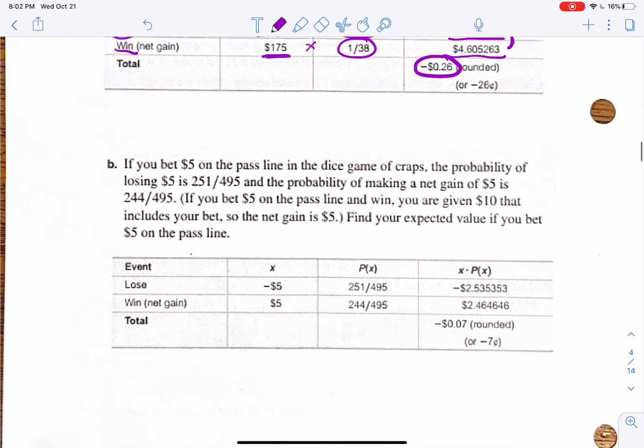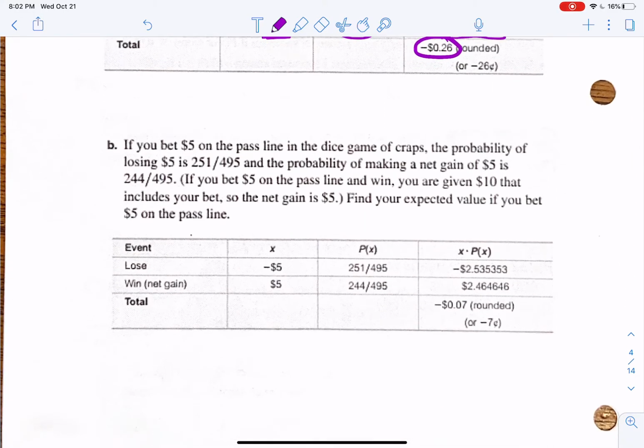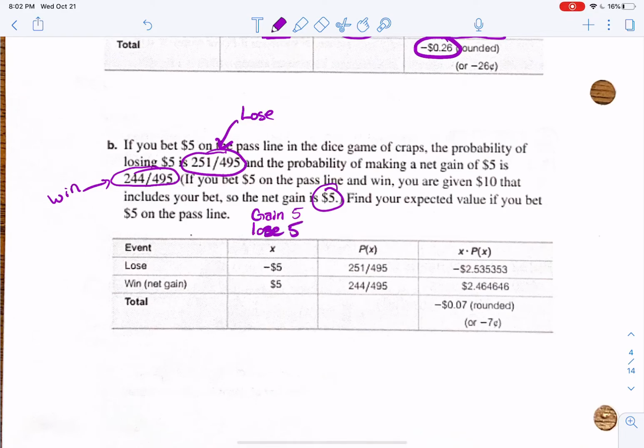Now, that is as compared to the game of craps, okay? So we said that there was a 244 out of 495 chance of winning. That means there's a 251 out of 495, I think I said that wrong, 251 out of 495 chances of losing. So lose and win. Those are my two options, okay? Let's talk about what they're betting. If you bet $5 in the pass line and win, you are given $10 that includes your bet. So you gain $5. So you're either gaining 5 or you're losing 5. Gain 5 or lose 5, okay?